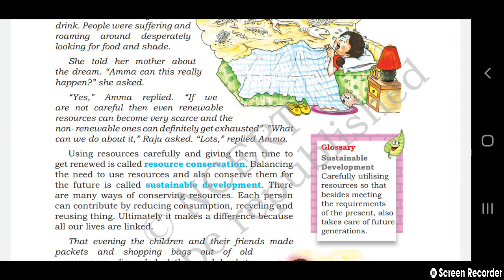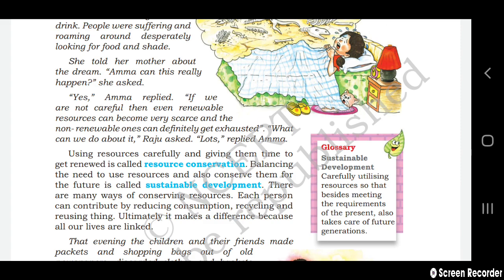"So what can we do?" Raju asked her mother. Her mother replied that resources should be used carefully and given time to be replenished. Using resources carefully and giving them time to renew is called conservation. Balancing the need to use resources and also conserve them for the future is called sustainable development.